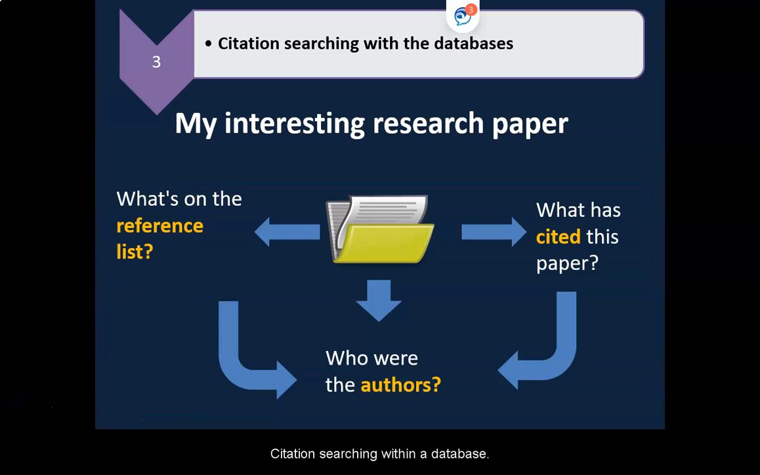Citation searching within a database, otherwise known as incremental searching. When you find a key journal article, you can use the information provided with the article to find other related articles. For example, you can follow up the list of references to find the sources used in the article that you have read. Whilst older than the original article, they will be related and they may be relevant.